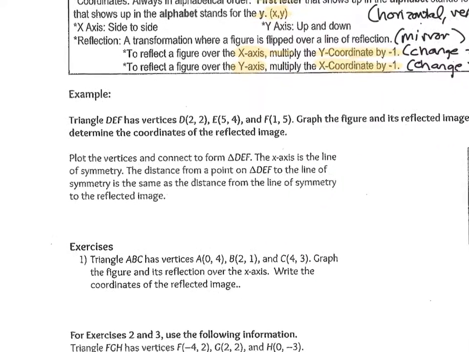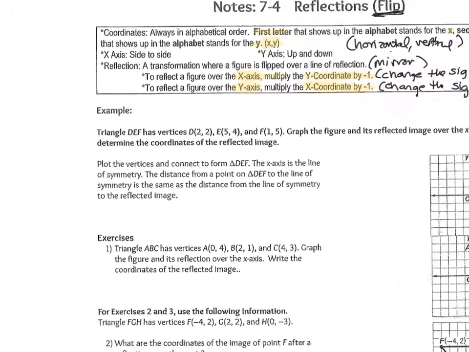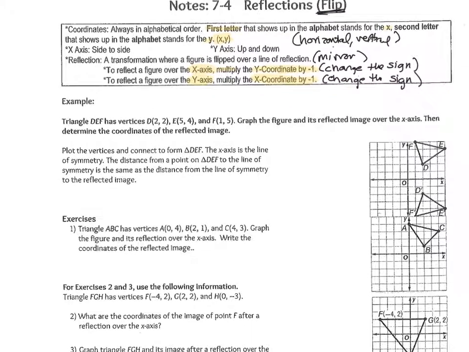So on the example, triangle DEF has vertices D(2, 2), E(5, 4), and F(1, 5). So graph the figure and its reflected image over the x-axis. Then determine the coordinates of the reflected image. So we'll plot the vertices and connect to form DEF. The x-axis is the line of symmetry. So here is what we're reflecting over.